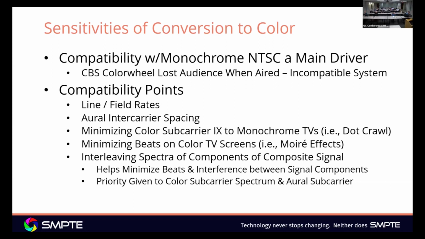And then interleaving of the components of the composite signal. It was of concern to interweave the color information with the luminance information and also to protect the aural carrier at the same time. The interweaving of the spectra, those clusters of energy around the harmonics of the line rate, helped to minimize the beats and interference between signal components. Beats would show up as moire, for instance.